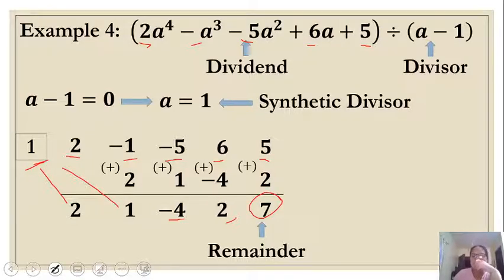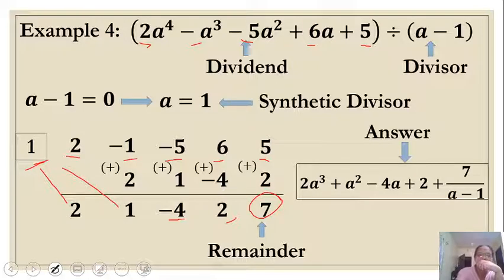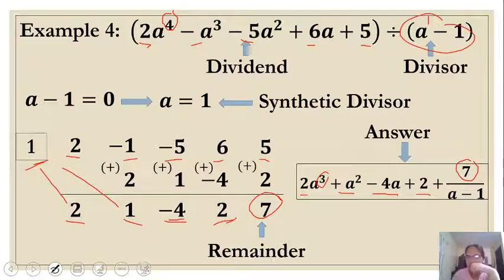And how do we write the answer, the final answer? So our first coefficient is 2. Where did we get this 3? We subtract the degree of the dividend to the degree of the divisor. 4 minus 1, that's 3. That's why the degree of the answer is 3. And then we have the coefficient of the quadratic term. That's why it's plus a squared. Then the coefficient of the linear term. So we have -4a there. Plus the constant 2. And how do we write the remainder? That's plus 7 over the divisor. So that's how you write the remainder.